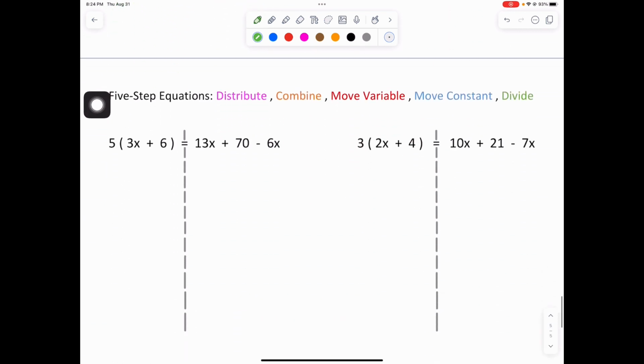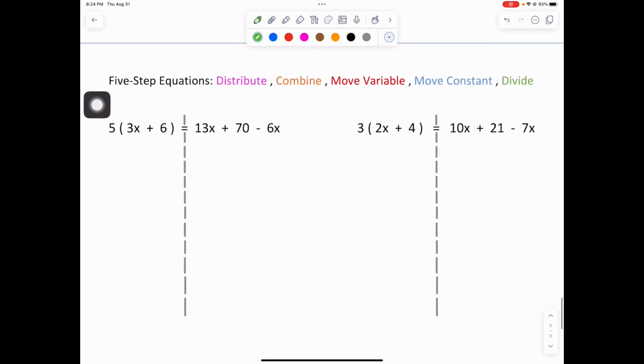Moving forward, 5-step equations: we will distribute, combine, move variable, move constant, divide. But look at it backwards. Divide, we're comfortable, we have already done it multiple times. Now we're just combining all 5 steps in the sequence. That's it. All right, so let's first distribute.